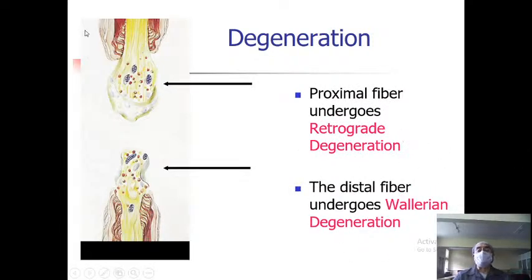This retrograde degeneration or primary degeneration is the changes which occur in the proximal fiber. This is the nerve and this is the cut area, and this is the proximal end of the nerve and this is the distal end of the nerve. So here several changes take place and they are all called retrograde degeneration, and in the distal part of the nerve, you find so many other changes which are called Wallerian degeneration. So Wallerian degeneration occurs in the distal part of the nerve, and retrograde degeneration or primary degeneration occurs in the proximal part.